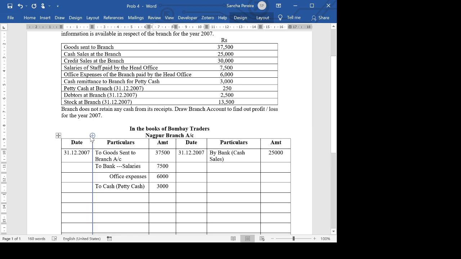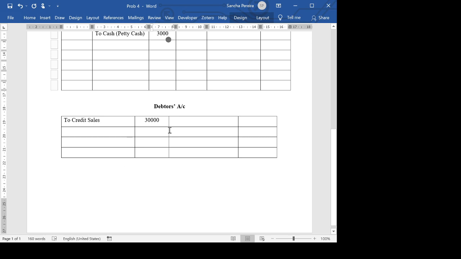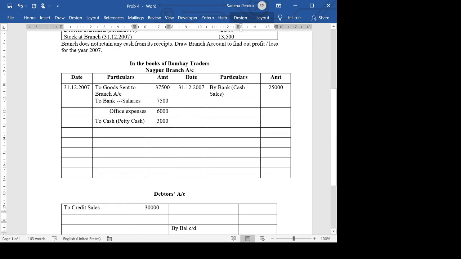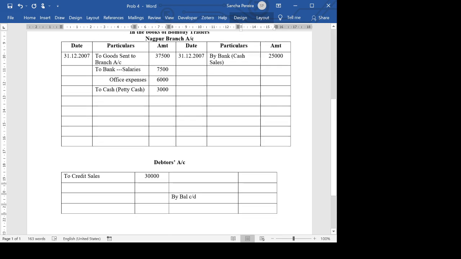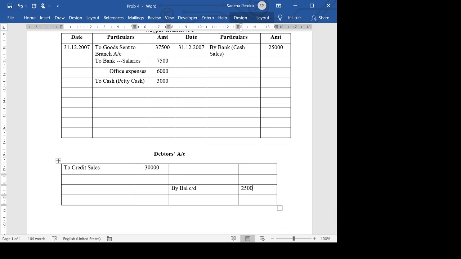Okay. Then we have the closing balance of petty cash, debtors and stock at branch. Now before I go to anything, I will first transfer this closing balance to the debtors account just to see if anything is missing. So I will say by balance carried down, and the closing balance is 2,500. So if you see, the balance of the account of debtors is not tallying, that means there is some missing figure. Okay, and that missing figure is what?